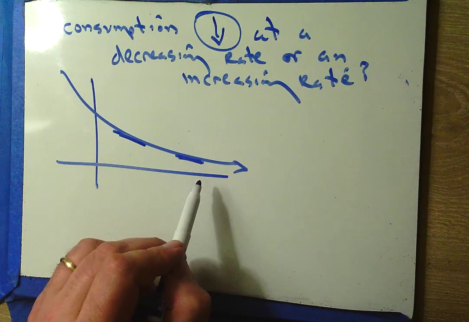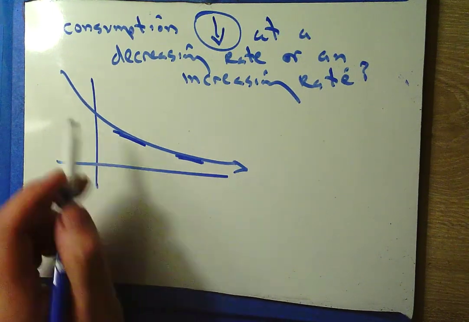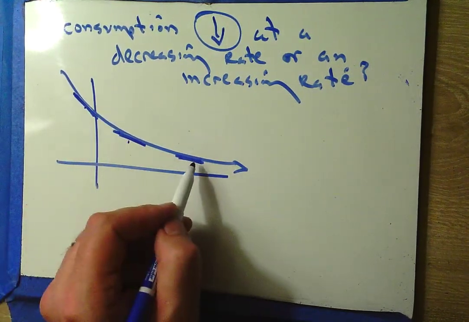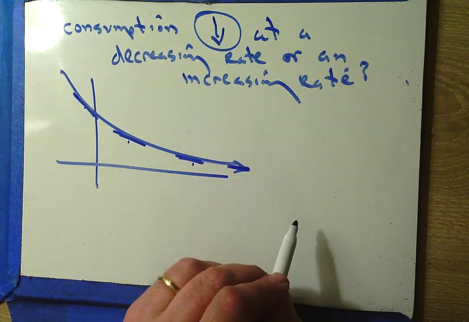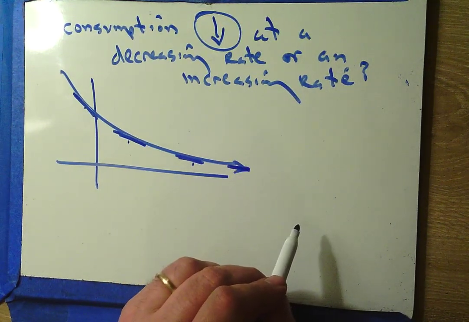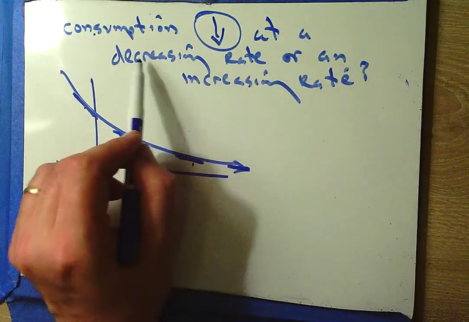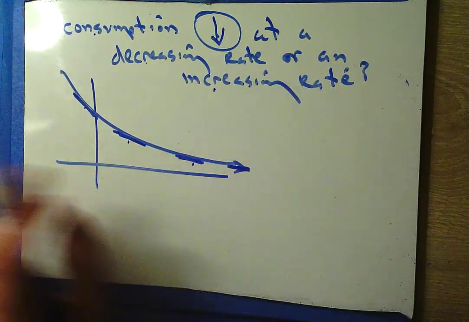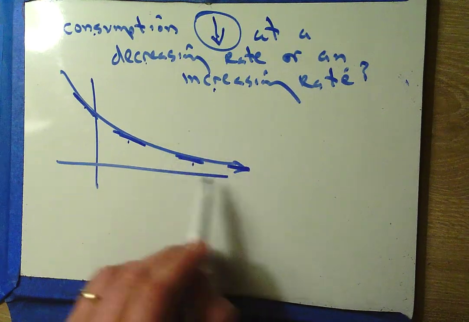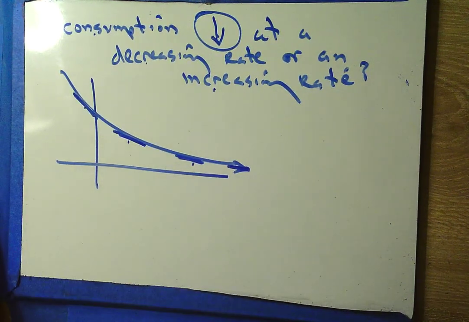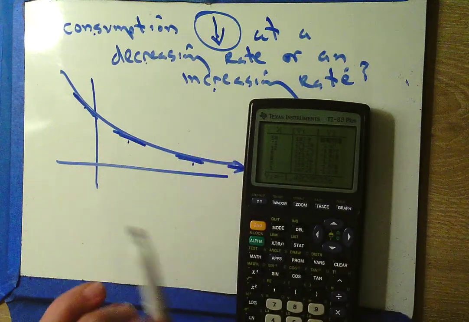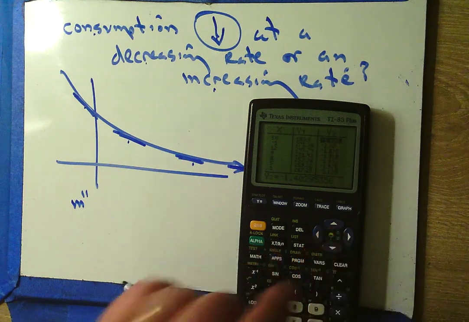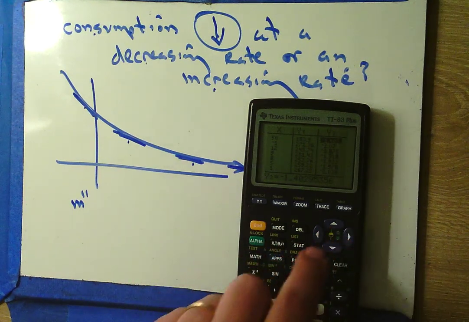Okay, so what's happening here? Well, it appears as though here we have very steeply negative, then we have less negative, even less negative, heading towards a zero slope. Does that mean consumption is decreasing at a decreasing rate, or is consumption decreasing at an increasing rate? Well, I know the answer to this by looking at the graph, but it's going to be confusing for some people, which is why I want to go back to the calculator, and I want to look at m double prime of 50, okay?